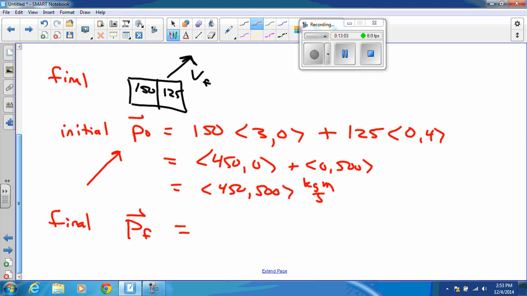150 kilograms plus 125 times V final. Or we can just combine that as 275 times V final. Does everybody see how the momentum accounting process goes? And then you set them equal to each other. Easy peasy.